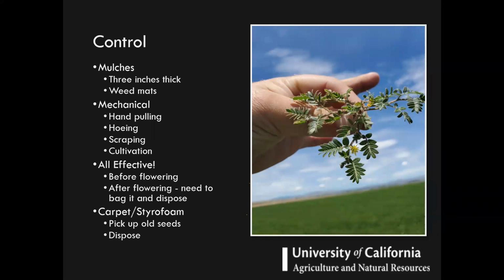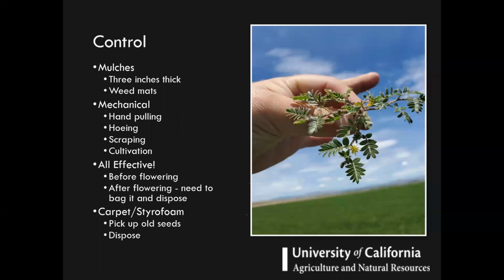They're actually very susceptible to mechanical control, especially at low populations. If you hand pull goat heads, they will die. They will not reroot. You need to get down just below the soil surface a little bit and get a little bit of root, but they're not a plant that's going to re-sprout. So they're very susceptible to hoeing, scraping, areas that are cultivated, and hand pulling.